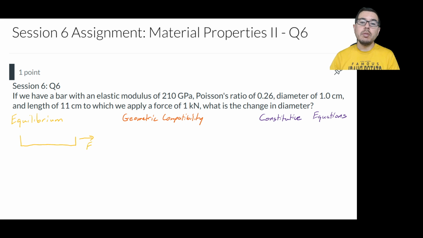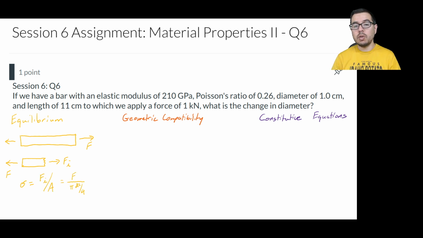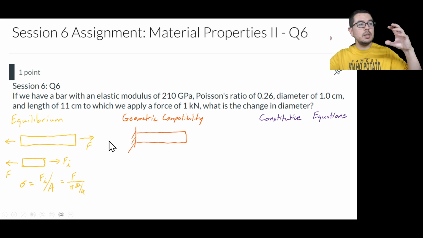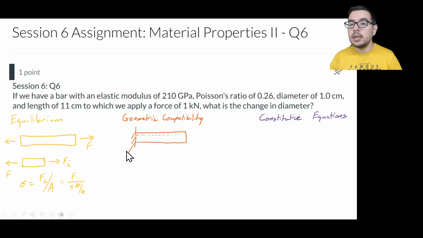So for equilibrium, let's just say that we have an axial load on a bar, and we can even break it down into thinking that there's going to be an internal force in that bar. We can relate the internal force, which is the same as the applied force, and the cross-sectional area A to get the longitudinal stress, or axial stress, sigma.